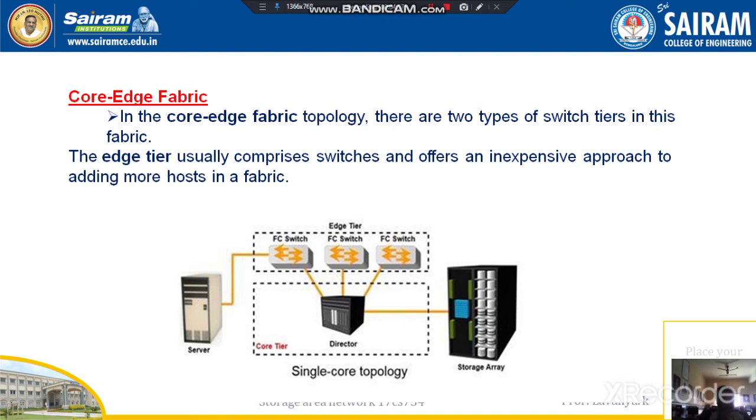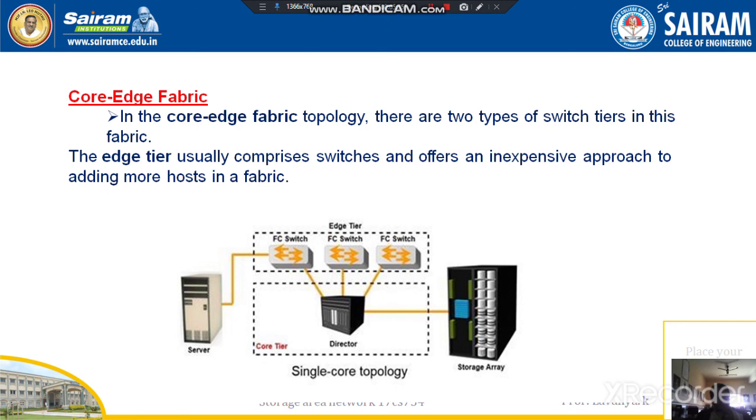In the two-tier configuration, all the storage devices are connected to the core tier, which facilitates the fan-out. Which means in the two-tier architecture, look at this diagram, this is the two-tier architecture. It is going to connect all the storage devices in that particular core tier. It facilitates, meaning it manages that particular network.